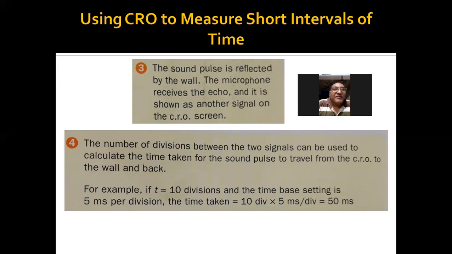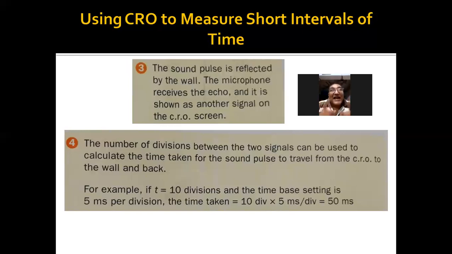For example, if t is equal to 10 divisions and the time-base setting is 5 milliseconds per division, the time taken is 10 multiplied by 5, and the answer will be 50 milliseconds. So the time lapse between the original sound and the echo is 50 milliseconds.